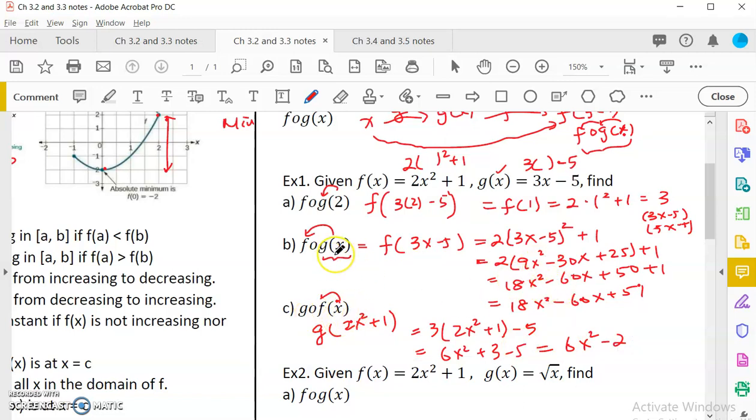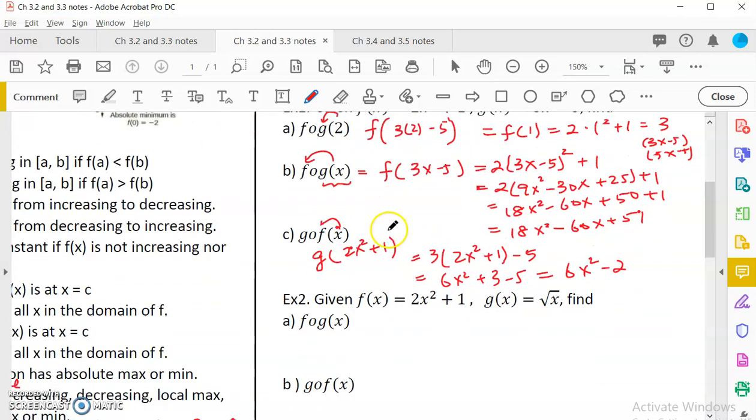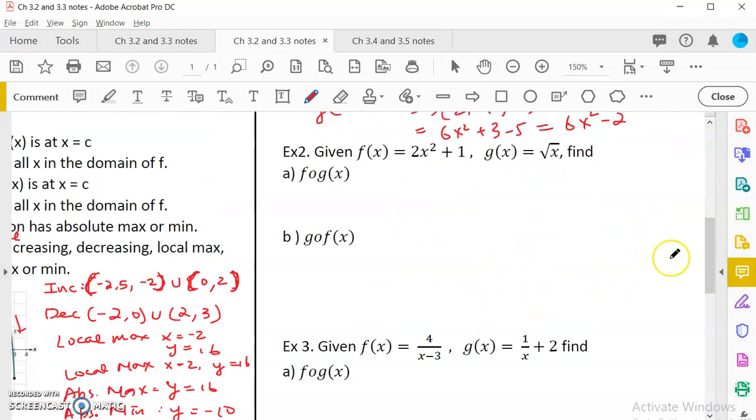And you notice that f of g and g of f are not the same because you go through a different formula first, so the sequence is different. Let's do another example. If my f of x is 2x squared plus 1, and g is square root of x, what is f of g of x?